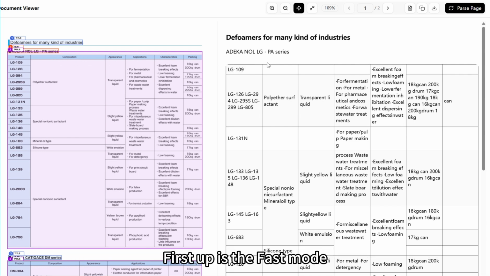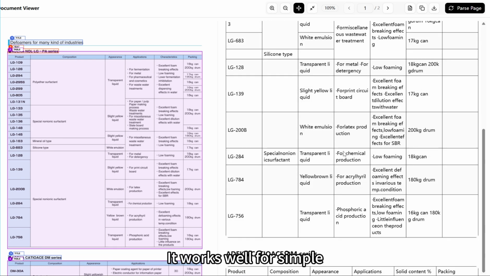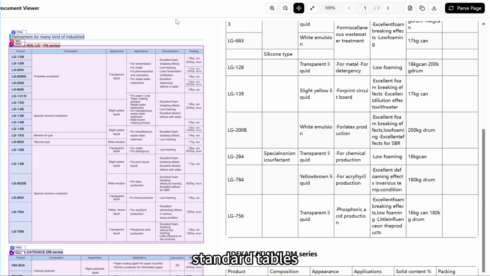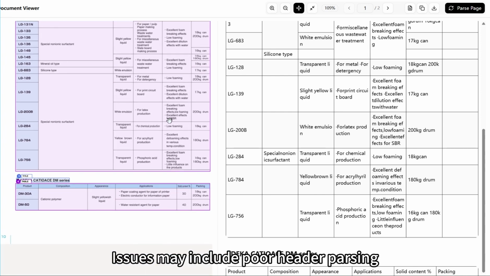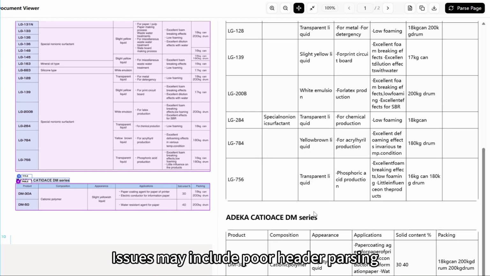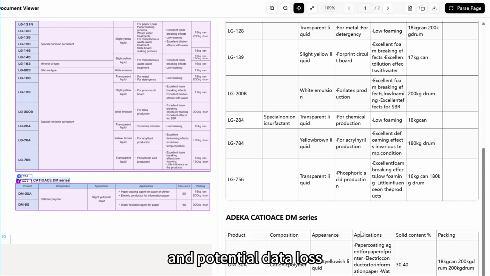three modes. First up is the fast mode. It works well for simple, standard tables, but struggles with complex ones. Issues may include poor header parsing, problems with merged cells, and potential data loss.